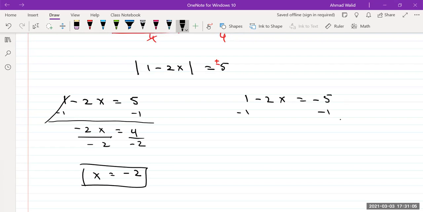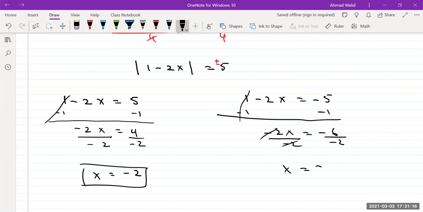Subtract 1 from both sides in the second equation. Negative 2x equals negative 6. Divide by negative 2. Then x is equal to 3.